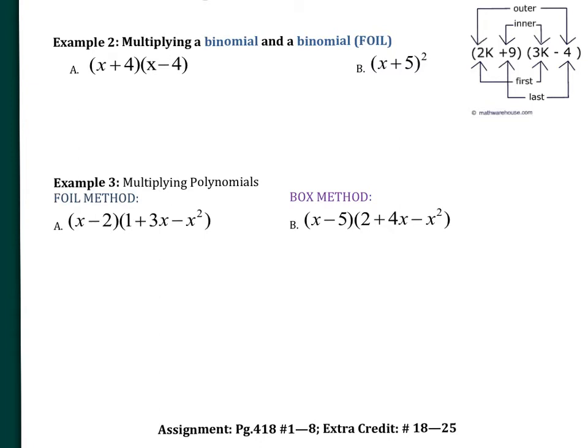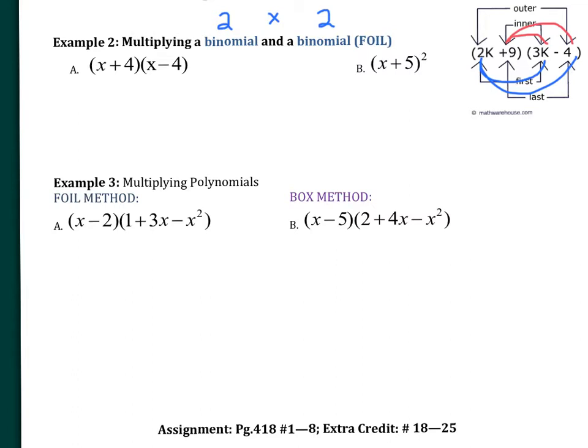FOIL is specifically designed for binomials times binomials. That's when you have 2 terms times 2 terms. So when we multiply the first items, I will use blue, and when we multiply the outer items, I'll use blue. And when we do the inside ones, I'll use red, and when we do the last terms, I'll use red. So there's my color coding for that diagram.